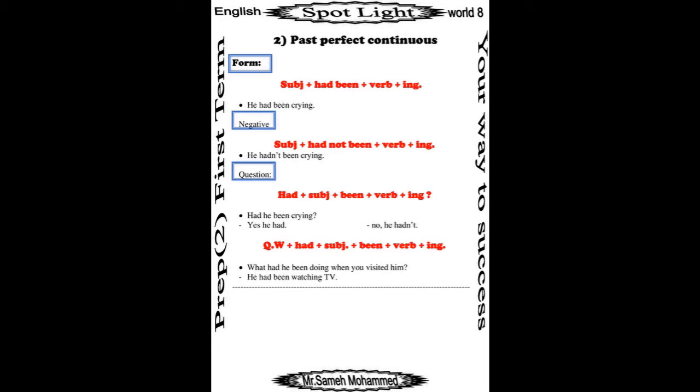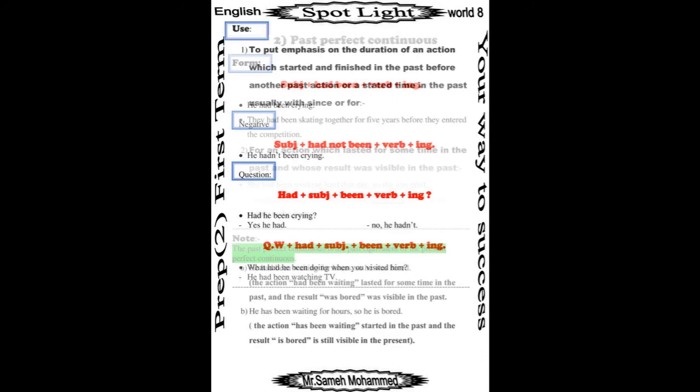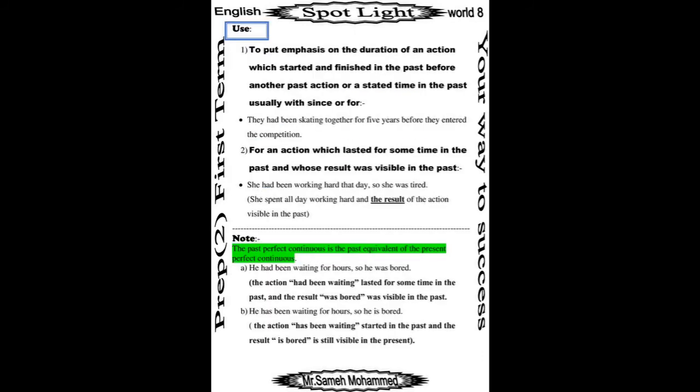The second form of question, WH question. Question word, had, subject, been, verb plus ing. For example, what had he been doing when he visited him? He had been watching TV.